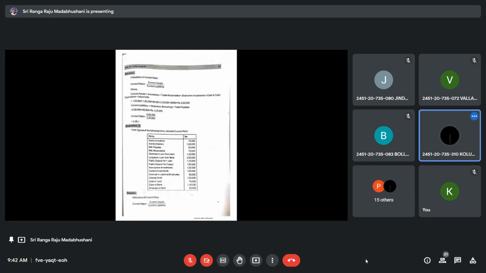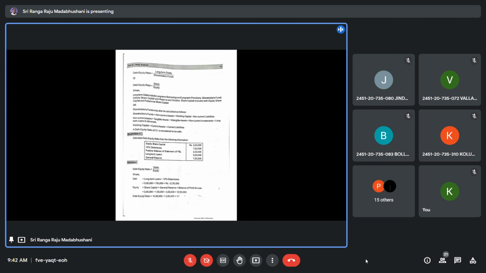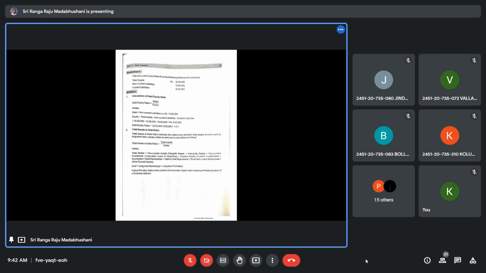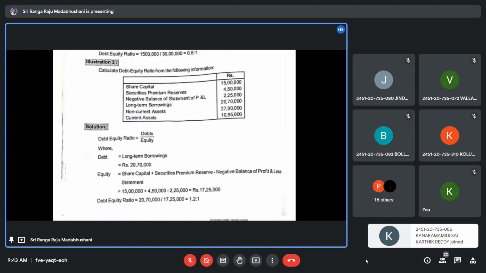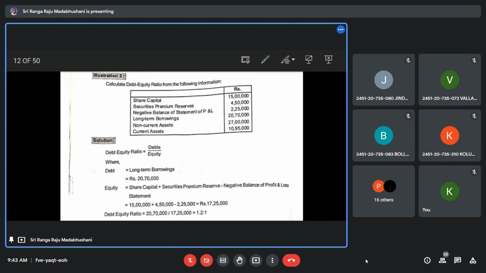Yes, sir. Okay. So we stopped at debt equity ratio, I think. We completed a debt equity ratio, isn't it? This one. So the relationship between debt and equity ratio.